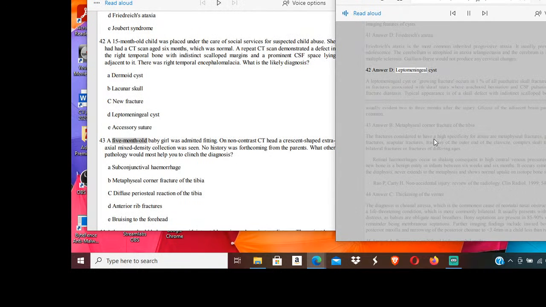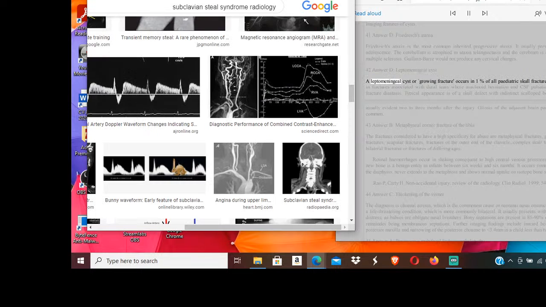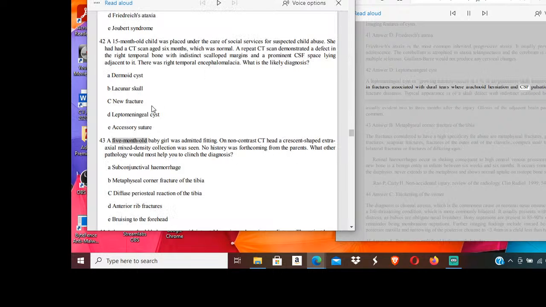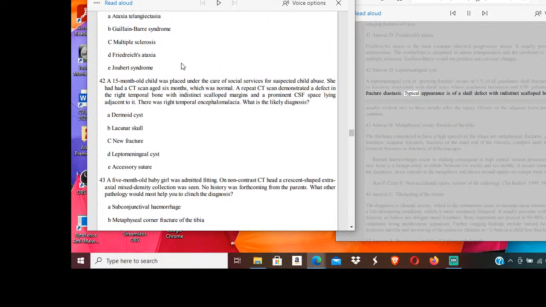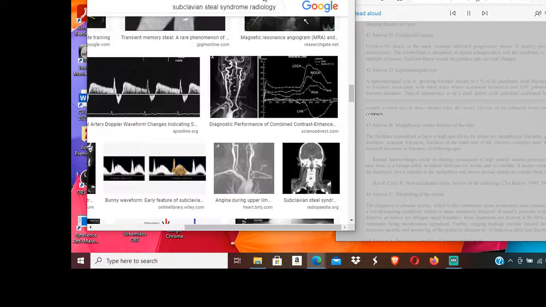42 Answer D. Leptomeningeal cyst. A leptomeningeal cyst or growing fracture occurs in 1% of all pediatric skull fractures. It is seen in fractures associated with dural tears where arachnoid herniation and CSF pulsations produce fracture diastasis. Typical appearance is of a skull defect with indistinct scalloped bony margins. Usually evident 2 to 3 months after the injury. Gliosis of the adjacent brain parenchyma is common.